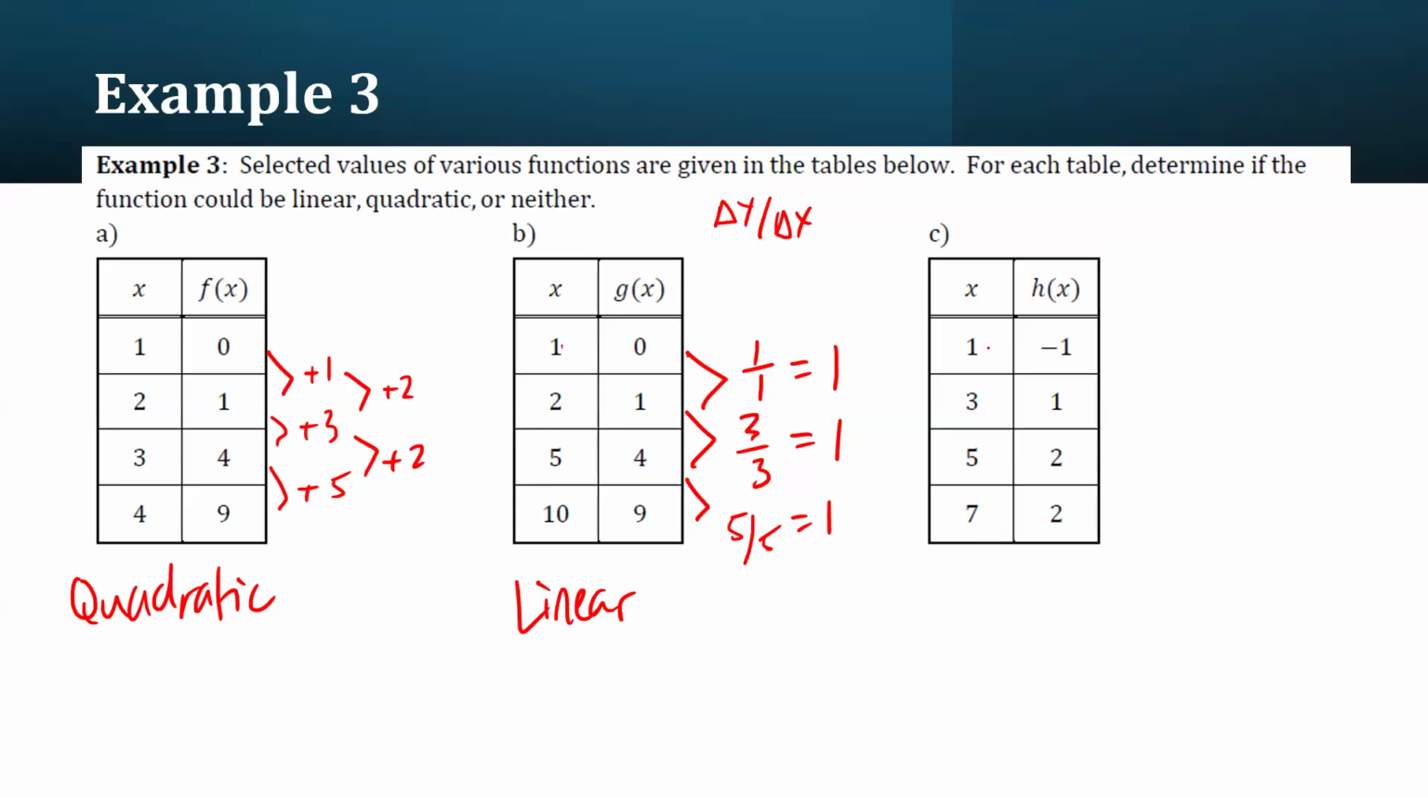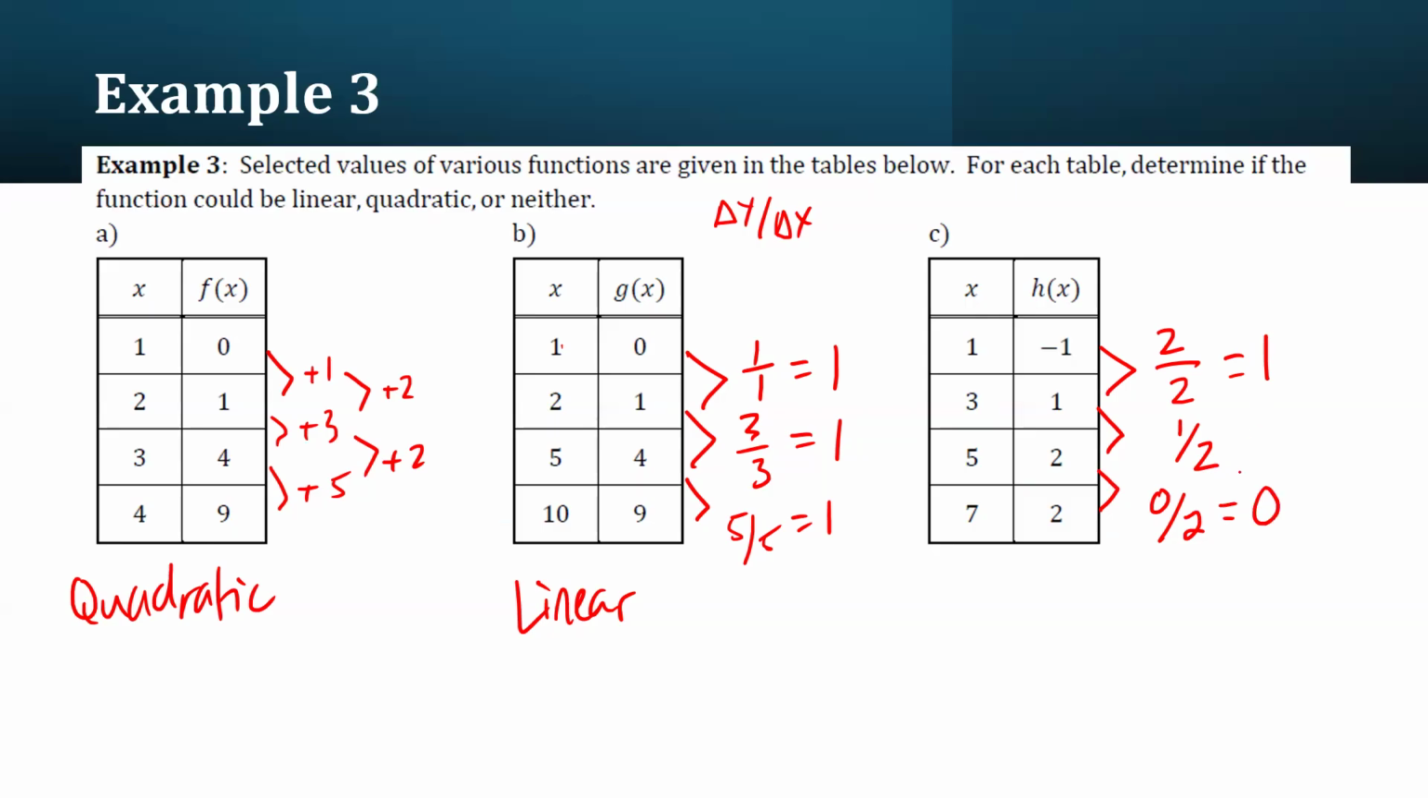All right. This one, again, can I just find the difference? No. So one minus negative one is two. Three minus one is two. So my average rate of change is one. Okay. Two minus one. Five minus three. Two minus two is zero. And seven minus five is two. So it just equals.